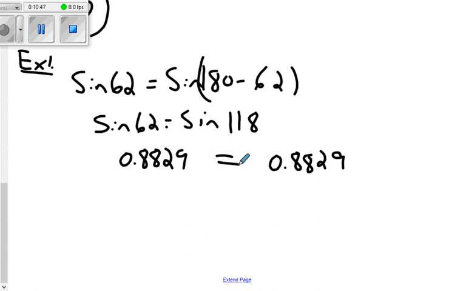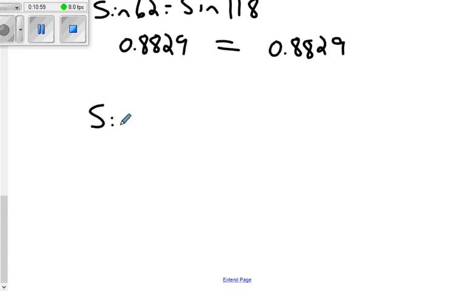They're just equal to each other. Okay, so now why does this matter? What it matters is if you're solving for an angle, like if you put sine inverse of 0.8829 into your calculator, got it done.